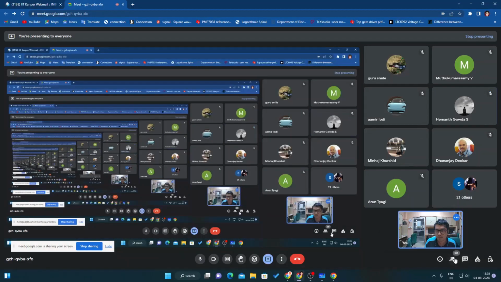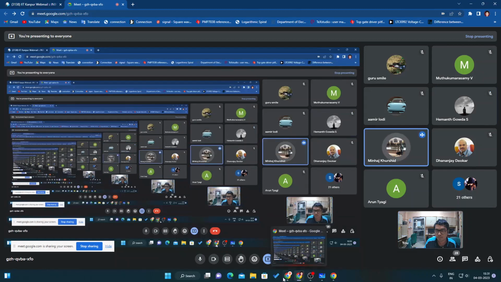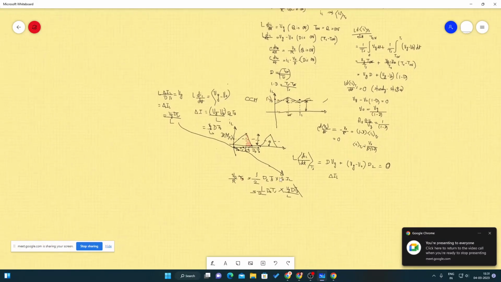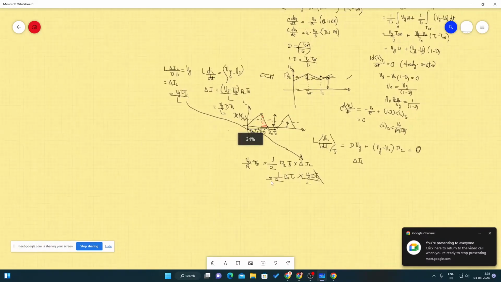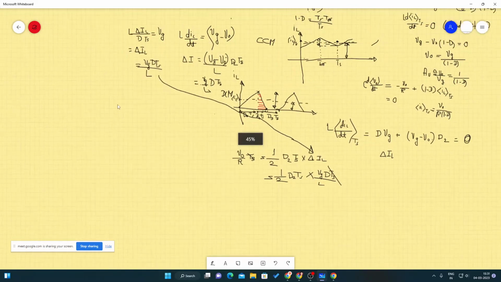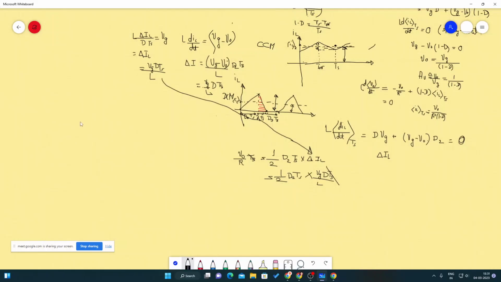Sir, please go to that last expression regarding charges too. Last expression, yes, the last one. How did you write this LHS one, sir? V naught by R into Ts. I'm confused. Okay, let me again explain. So when the diode is not conducting, I am just drawing the capacitor portion. This is the output capacitor and this is the load, right? Yes, sir.